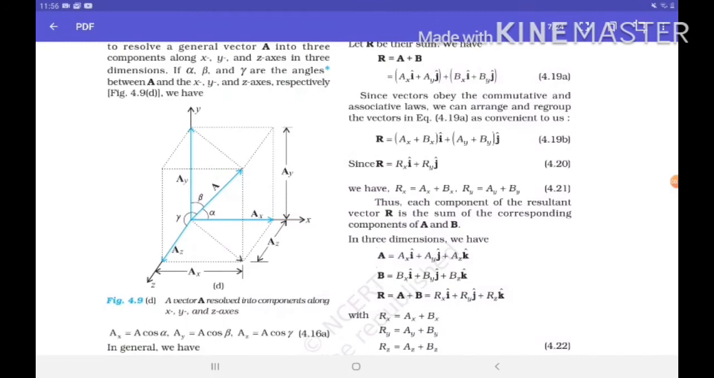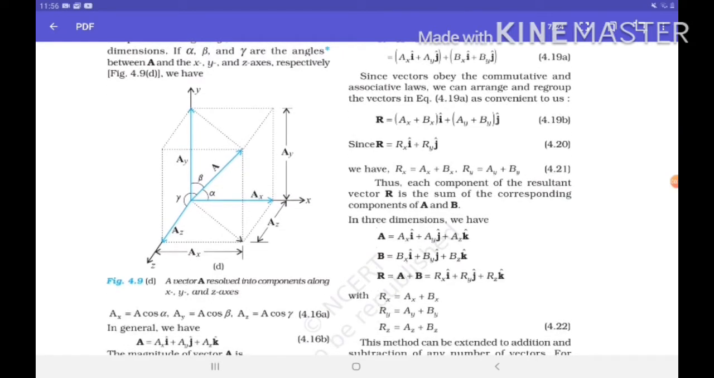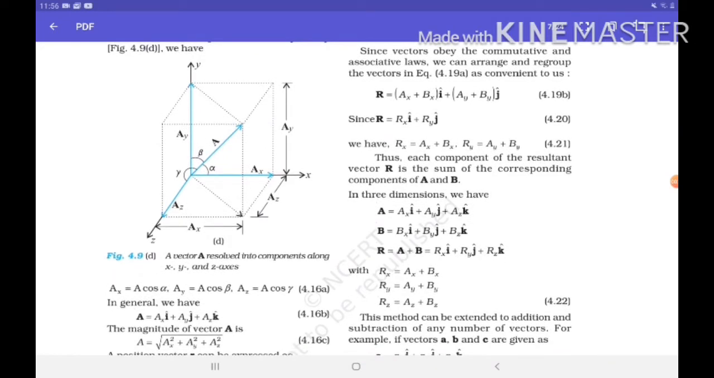Since vectors obey the commutative and associative laws, we can arrange and regroup the vectors in the equation as convenient to us, so that R is equal to (Ax plus Bx) i cap plus (Ay plus By) j cap. Since R is equal to Rx i cap plus Ry j cap, we have Rx is equal to Ax plus Bx, Ry is equal to Ay plus By. Thus, each component of the resultant vector R is the sum of the corresponding components of A and B.